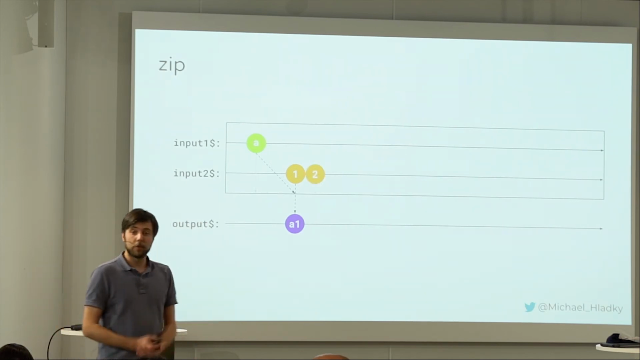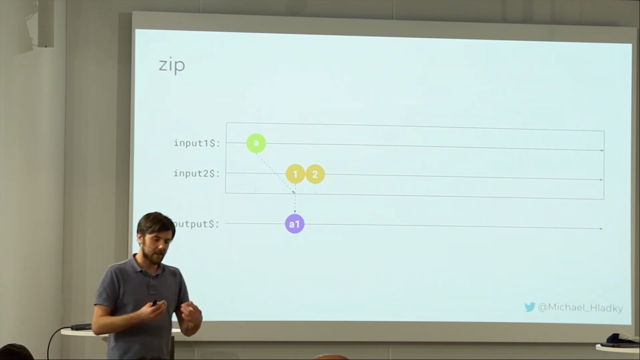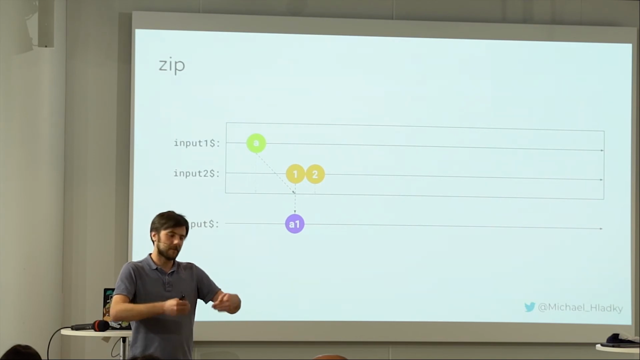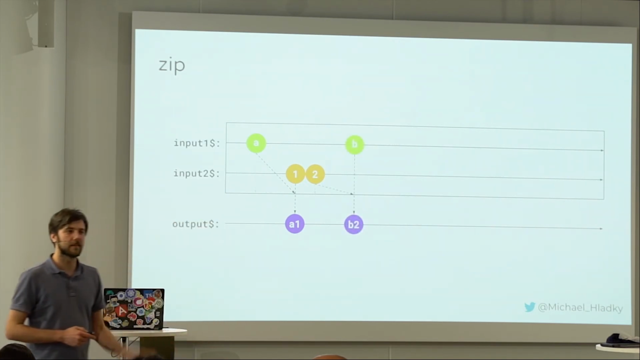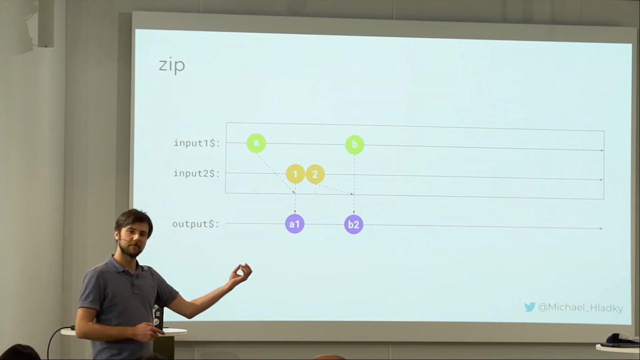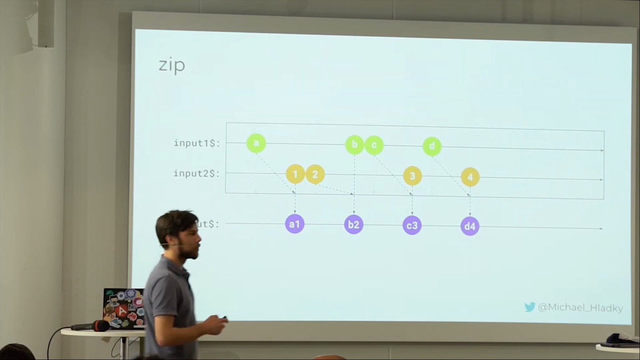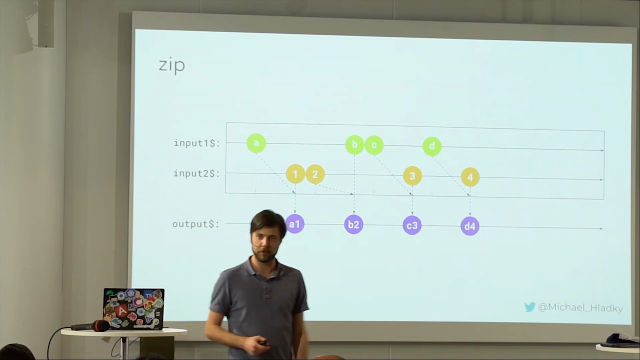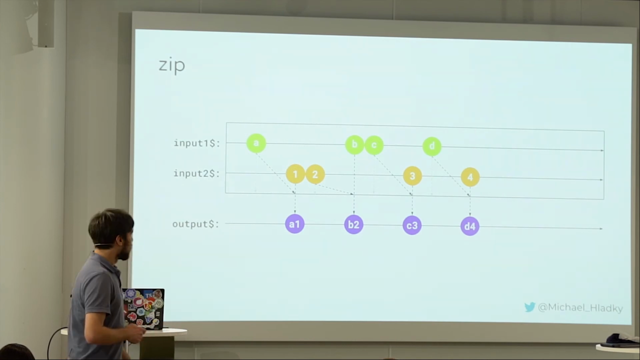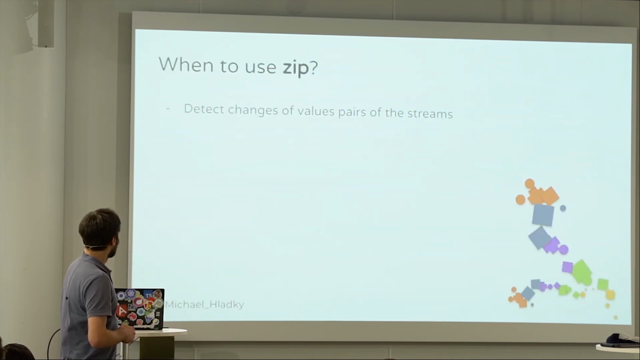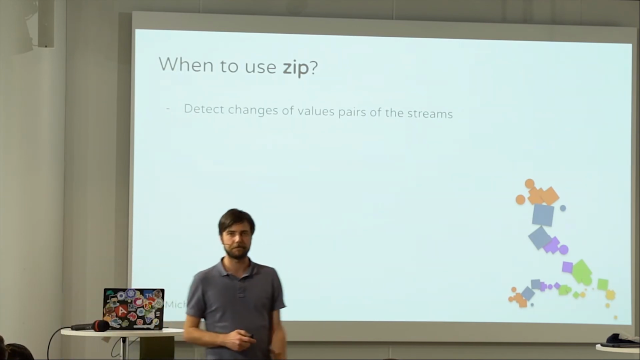Then the second operator emits a value, and again nothing happens because zip always waits until both streams emit a new item. And only if the second stream emits the new item, I will receive this new group. So I guess Lodash has a very similar operation, but just a synchronous operation and not asynchronous. So zip. Let's take a look when we can use zip. We can detect changes of value pairs.